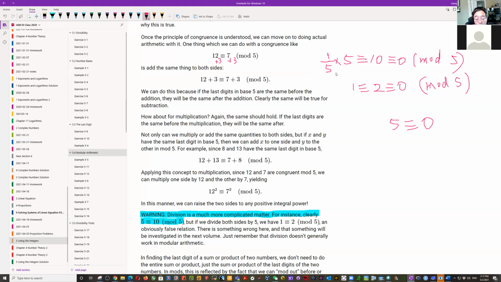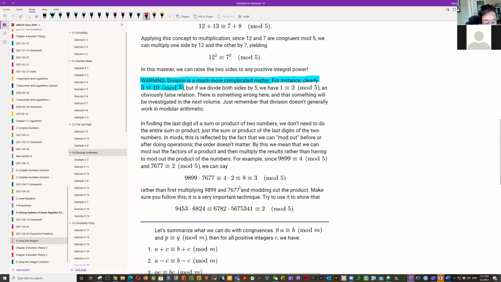For example, right now I'm dividing by 5, or multiplying by 1/5. But this 5 in the denominator is actually also congruent to 0. And when you do that, you're actually dividing by 0, introducing something prohibited. In modular math, it's quite easy to make a mistake if you use division, so avoid using division.